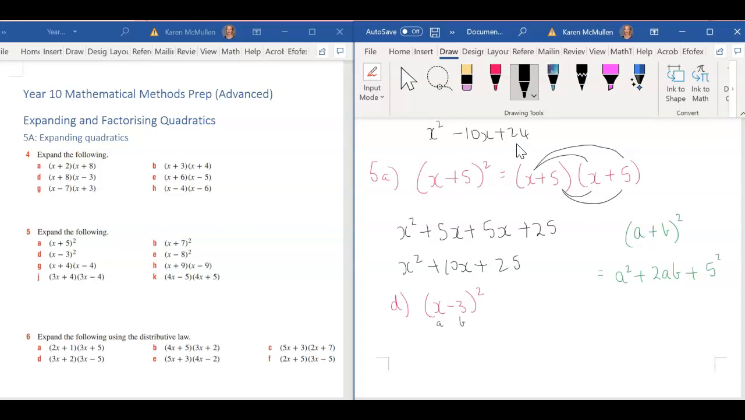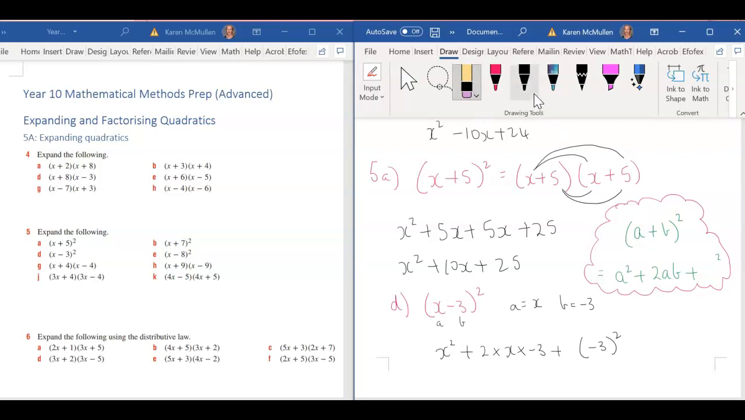So first of all, a squared. In this case, a is equal to x and b is equal to negative 3. If we're applying this rule here, we're going to have x squared plus 2 times a times b, so plus 2 times x times negative 3, plus negative 3 squared. And I just wrote 5 for some reason. That's so funny. It should be a b. Let's just fix that up. I think it's because I was looking at the example.